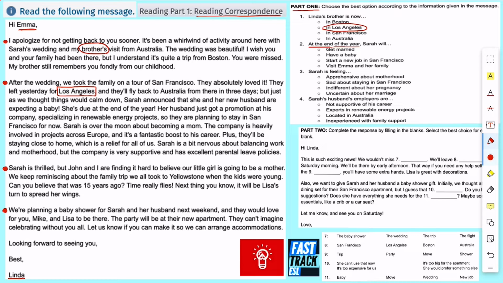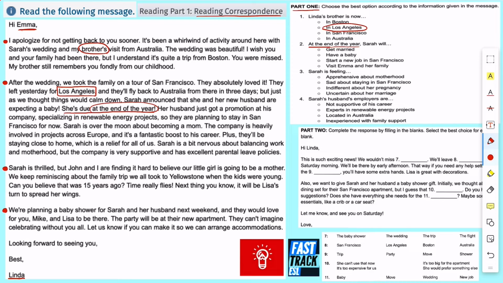And if you do this well, you will realize that you can find this in the second paragraph, where it says, Sarah is over the moon about becoming a mom. Sarah announced that she and her new husband are expecting a baby. She's due at the end of the year. So you can see we have at the end of the year. This is an easy question because it's not been paraphrased and we have the exact same phrasing repeated.